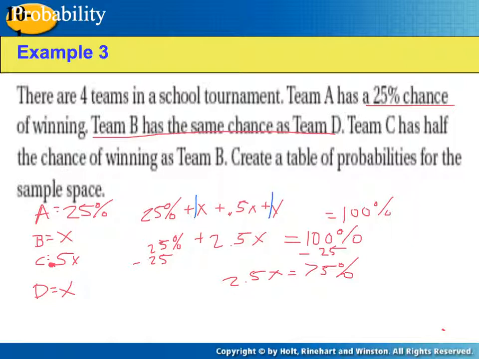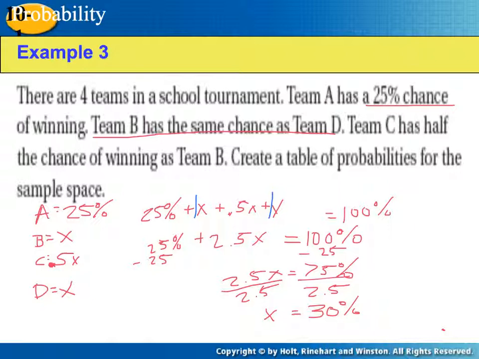How do you get X all by itself? You need to divide. Why do we divide? Opposite operation. Yes, it's the opposite operation. Nice guess. Okay, so what does X equal? 30. X equals 30%. My X is 30%. Now, am I done with the problem? I solved for X. Am I done with the problem?